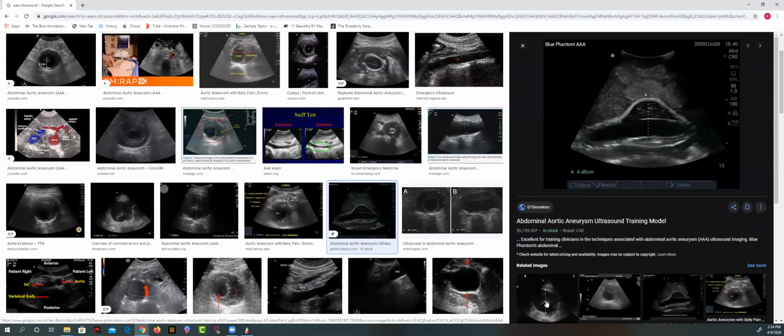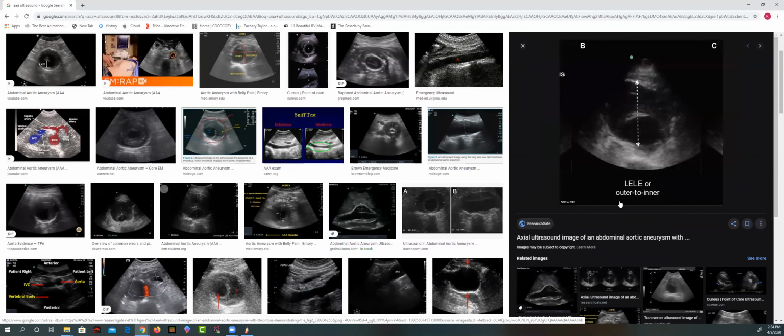Let's see some other measurements to see what people are doing. Axial ultrasound image of an outer to inner? Outer to inner? All right. Well, you know when the internet proves you wrong on something, at least it appears that it may have proved me wrong. I'm going to have to research this. I have never heard outer to inner on an aorta.